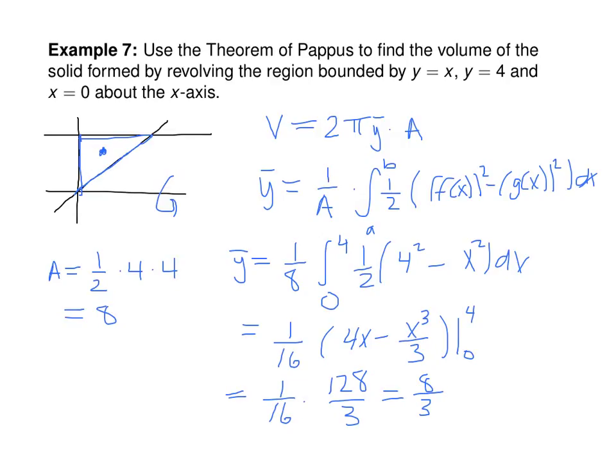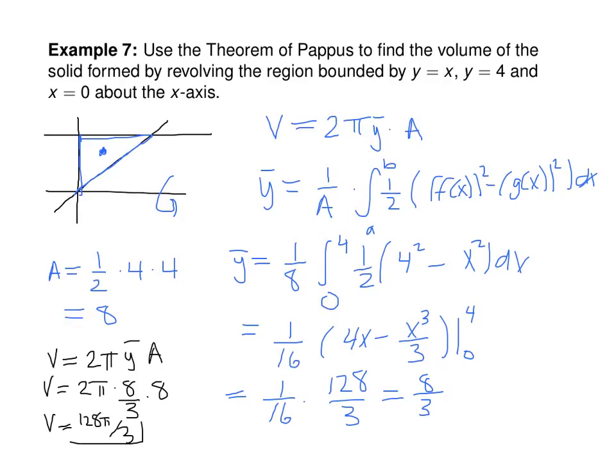Now when we apply the theorem of Pappus, the volume is 2 pi y bar times A, so that will be 2 pi times 8/3 times 8, or 128 pi over 3. And if you don't believe this, or you need to check your answer, you could use some other method, such as cylindrical shells or disks, to find the volume of this solid of revolution, and you will get the exact same volume we got here.